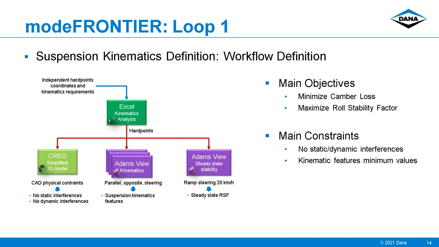After that, the solution is examined both with the kinematic simulations in Adams and with the CAD check that there are no interferences. The main objectives on which this optimization is based are the improvement of two parameters appropriately chosen after a sensitivity analysis, which are, without going into depth, the steady state roll stability factor and the camber loss. The main constraints that determine whether to consider the current solution are the absence of interferences and the achievement of minimum values of some kinematic characteristics.